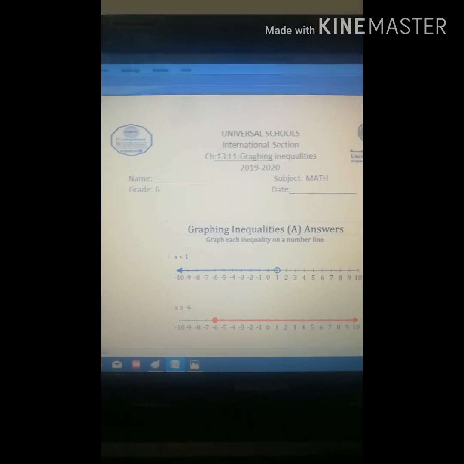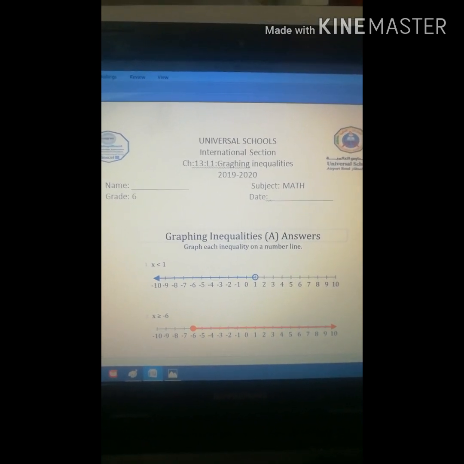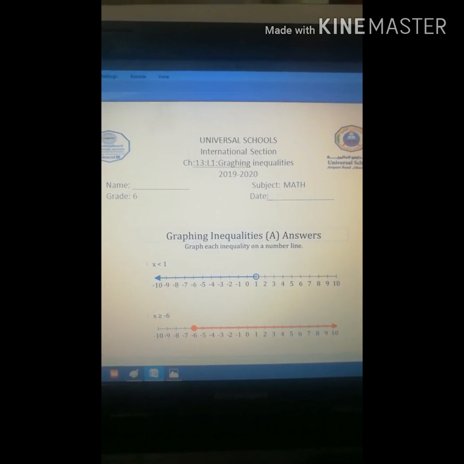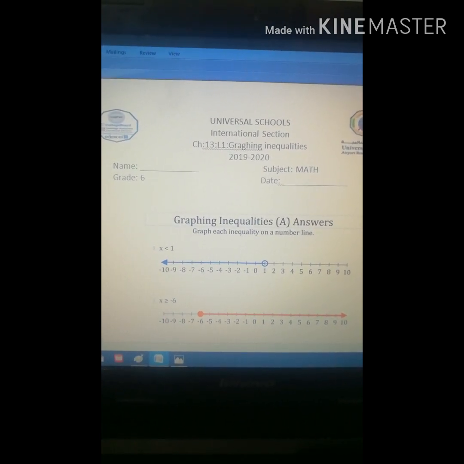As usual, we're going to start with the objective: write and graph inequalities in one variable, like x, y, z, b, wherever, and use substitution to determine whether a value of that variable makes an inequality true or not. So the essential question here is, how can you write and graph an inequality? By the end of this lesson, students should be able to write an inequality from a description given in words, and determine which values make an inequality true or false.